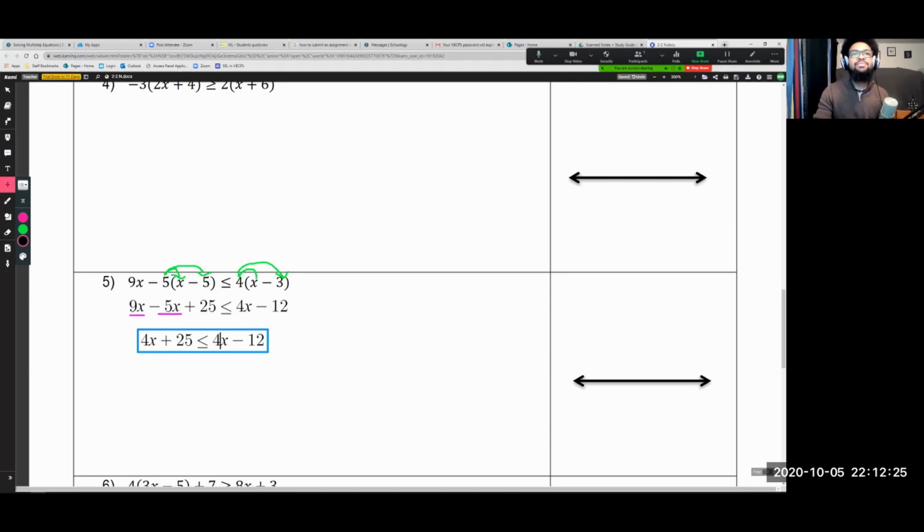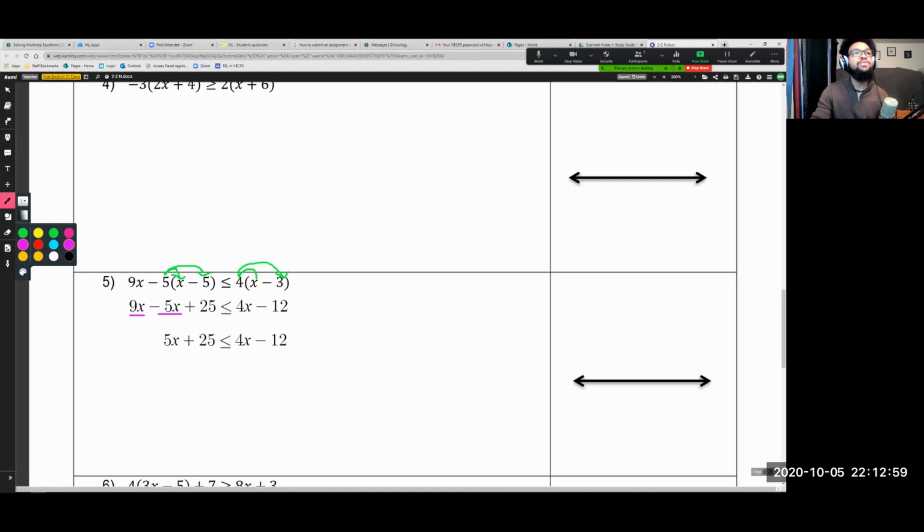And I'm just going to line up my inequality signs. Okay, now I have this 4x plus 25 is less than or equal to 4x minus 12, okay? Ooh, that's not a 4x. That should be a 5x. Okay, 5x, 4x. Now I'm going to subtract. I'm going to move my variable terms over to my left. So I'm going to subtract 4x.